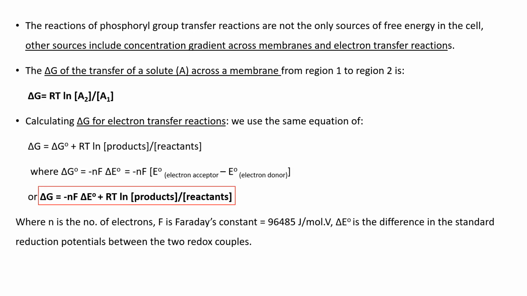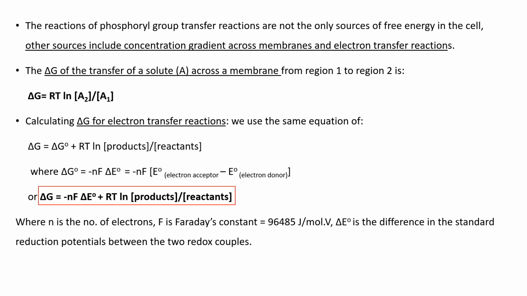The phosphoryl group transfer reactions are not the only sources of free energy in the cell. There are other sources, which include the concentration gradients of certain substances across biological membranes, and also the electron transport or electron transfer reactions. These are sources of free energy in the cell. The delta G for the transfer of a solute A across a membrane from region 1 to region 2 will equal this equation.